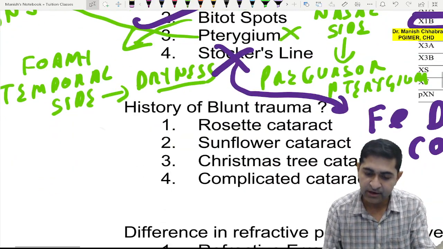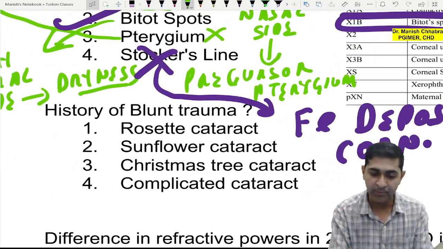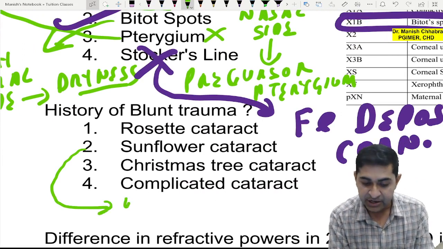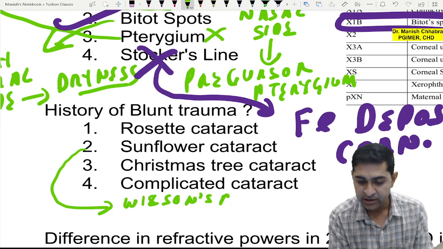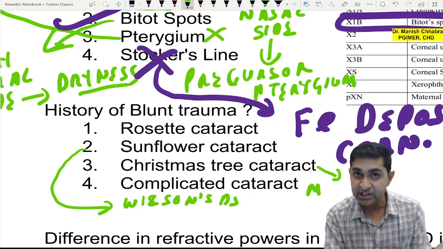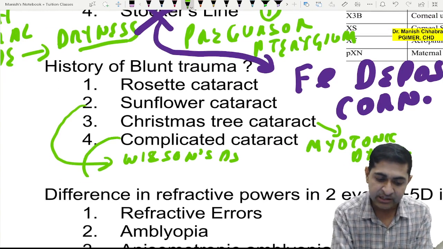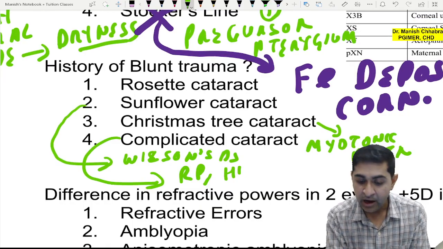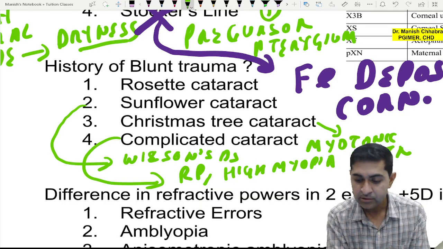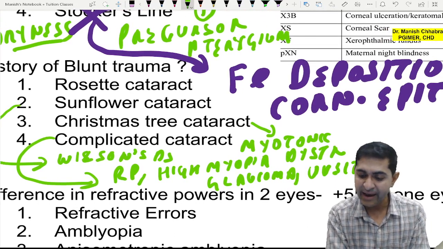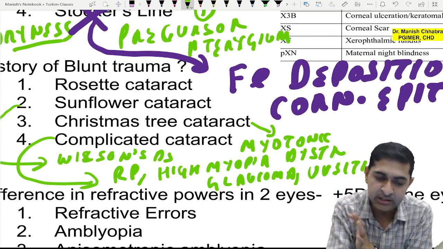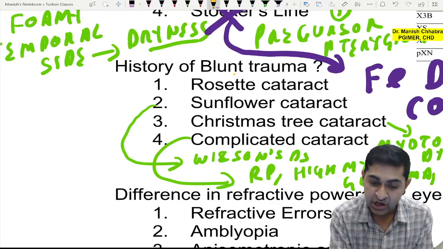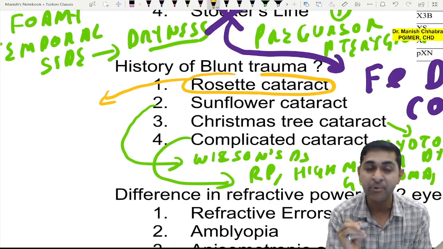Okay, now history of blunt trauma is there. What do you see in history of blunt trauma? First and foremost, sunflower cataract is seen in Wilson's disease. Christmas tree cataract is seen in myotonic dystrophy, while complicated cataract you are going to see in cases like retinitis pigmentosa, high myopia, glaucoma and uveitis. So when it is associated with some other disease of the eye, you call it complicated cataract. But this rosette cataract is typically seen in blunt trauma.